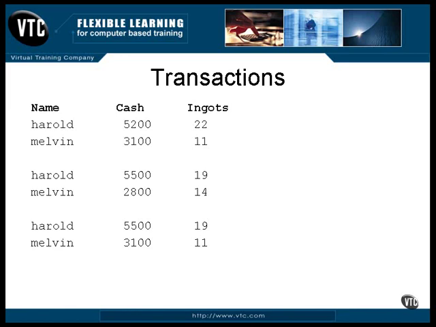Now, this is a simple example. You can see how things can get much more complicated in a system with a number of tables and a number of simultaneous users. A simple sale is enough to cause large problems.